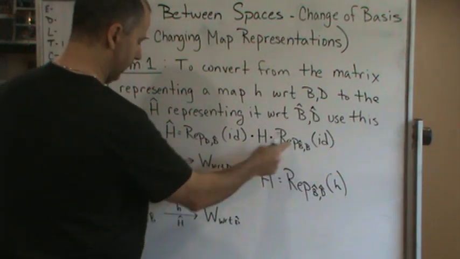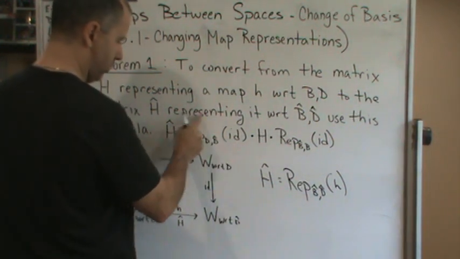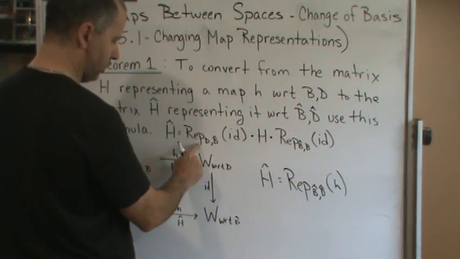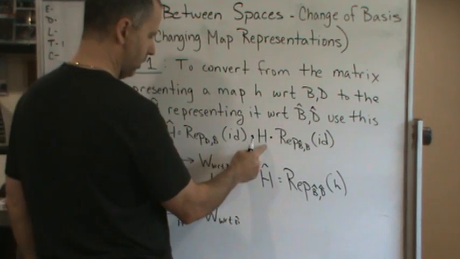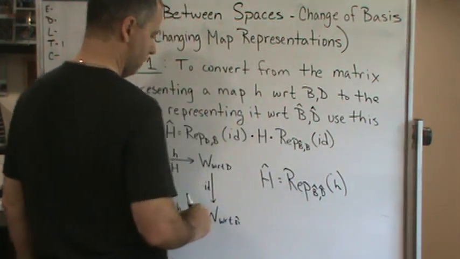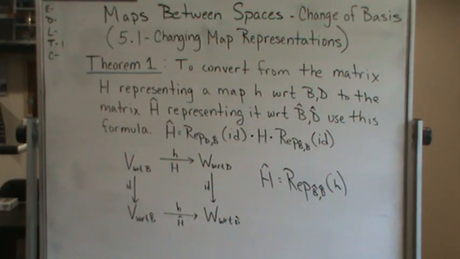Which is what we're doing right here. So we're going one way, right? We're changing bases. Then we're multiplying by H. And then we're changing again to get there. And that's it.